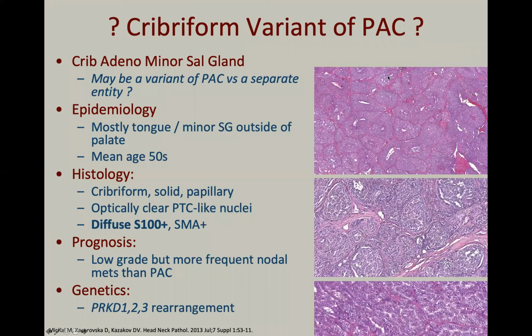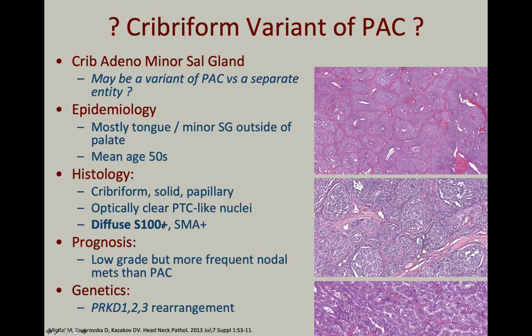There is a newly proposed cribriform variant of polymorphous, sometimes in the literature referred to as cribriform adenocarcinoma of minor salivary glands. It is morphologically similar. It has similar open nuclei, sometimes referred to as being papillary thyroid carcinoma-like. It has rearrangements rather than mutations of the PRKD1 genes. It tends to occur in the tongue or minor salivary glands outside of the palate.